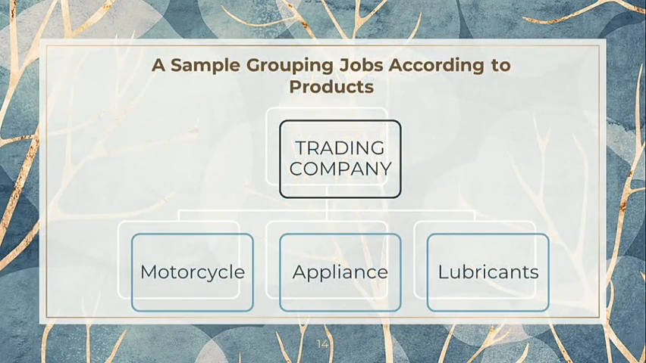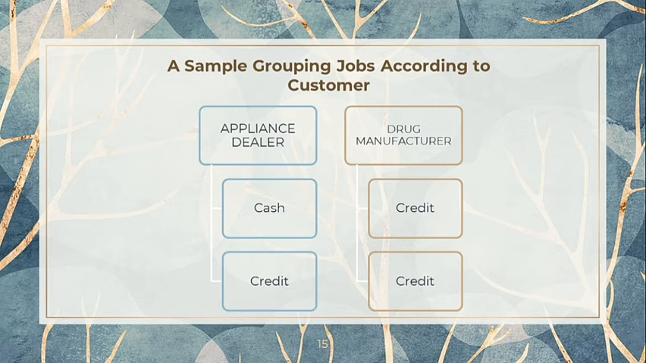A sample of grouping jobs according to products. Grouping activities by product line, tasks can also be grouped according to a specific product or service, and also placing all activities related to the product or the service under one manager. A trading company is like a manager that uses product departmentalization, and this motorcycle, appliances, and lubricants is the structure based on a manufacturer.